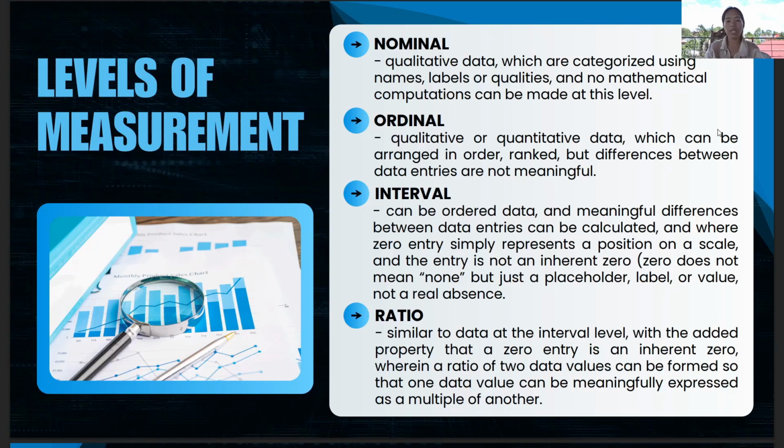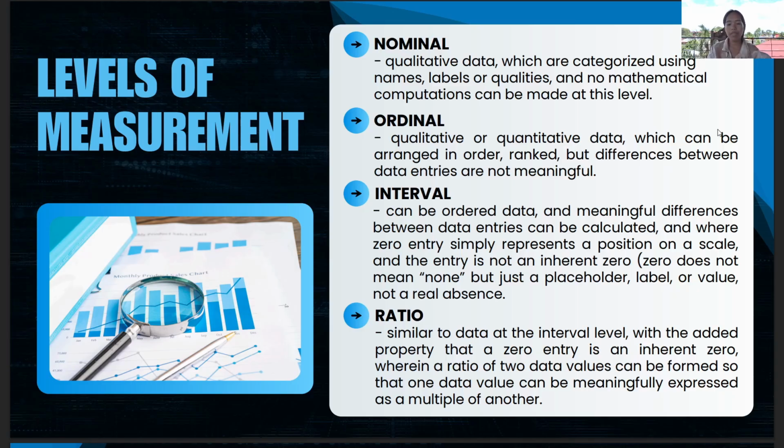We have the levels of measurement. We have the nominal, ordinal, interval, and ratio. And this is very important to know. Nominal is qualitative data, which are categorized using names, labels, or qualities, and no mathematical computations can be made at this level. Ordinal is qualitative or quantitative data, both quali and quanti, which can be arranged in order, ranked, but differences between data entries are not meaningful.